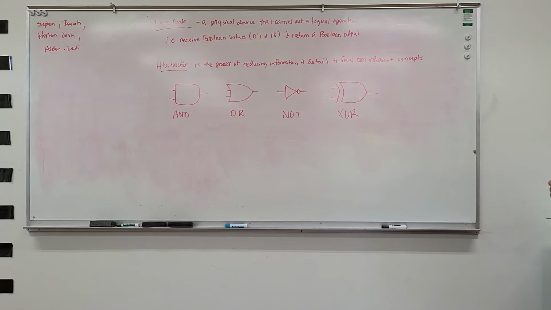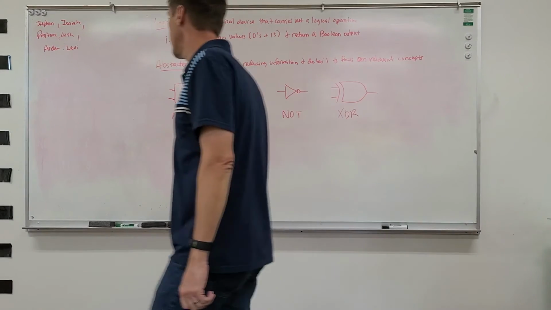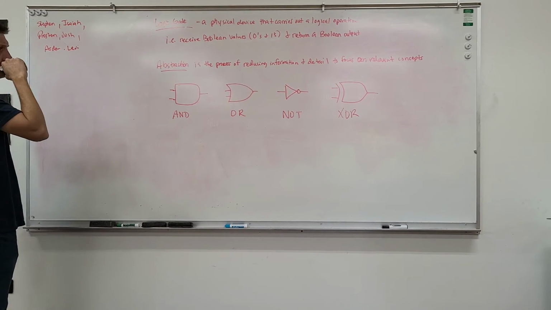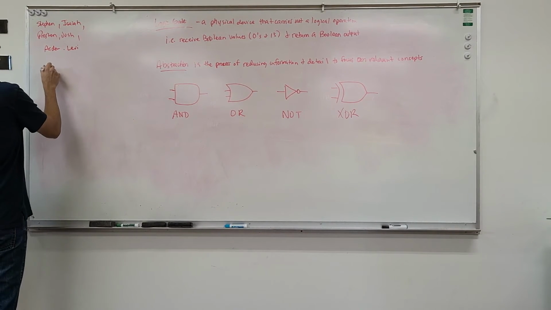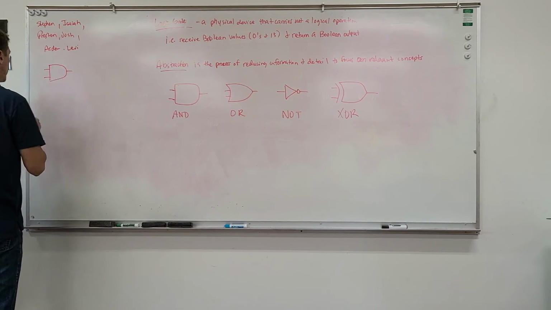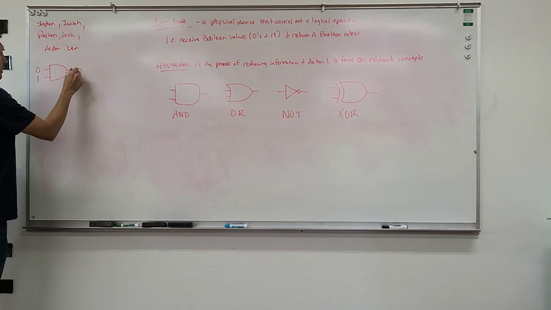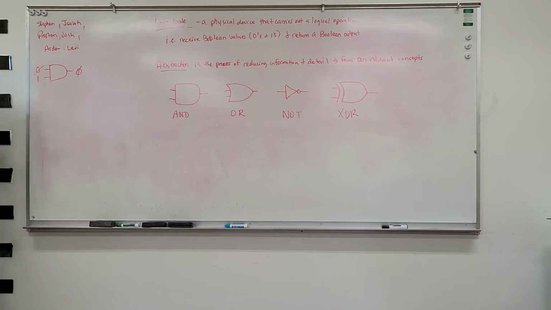So I should be able to give you a problem. If I had an AND gate, and I told you that we were passing in a 0 and a 1, what would be the output of that AND gate? 0, right? Because both of these have to be true. They both have to be 1 in order for it to produce a 1.